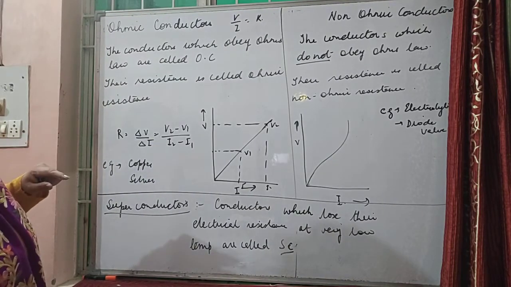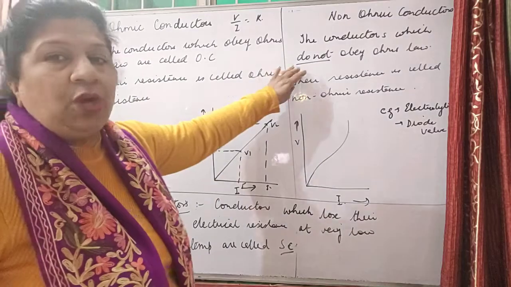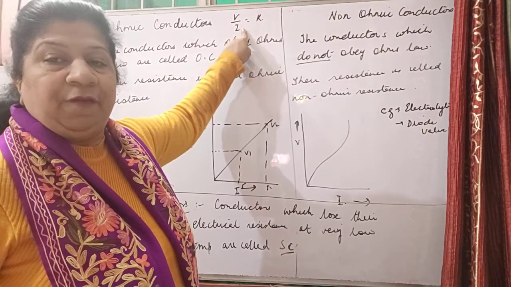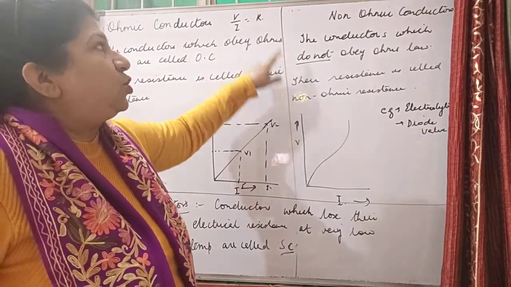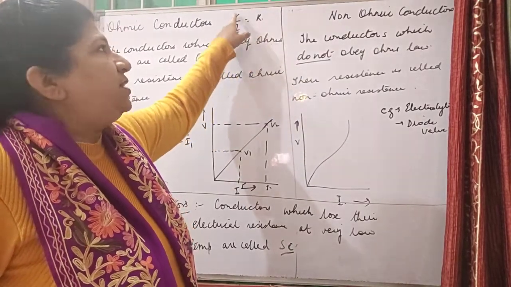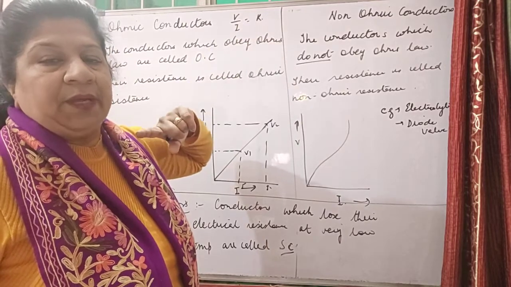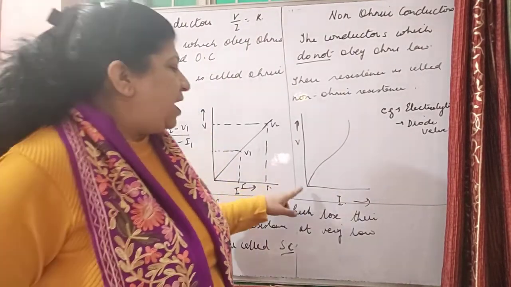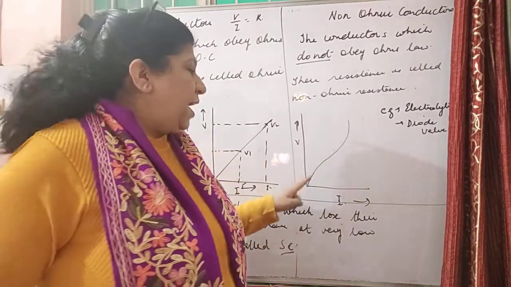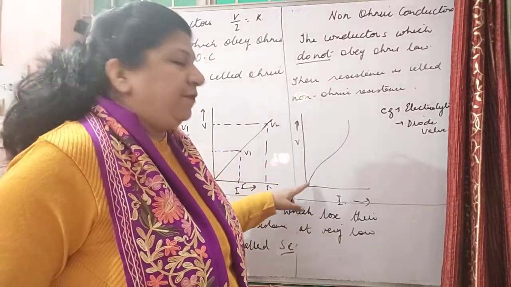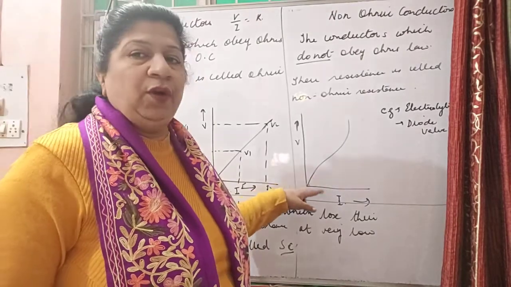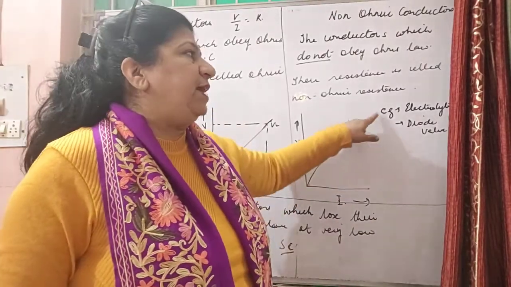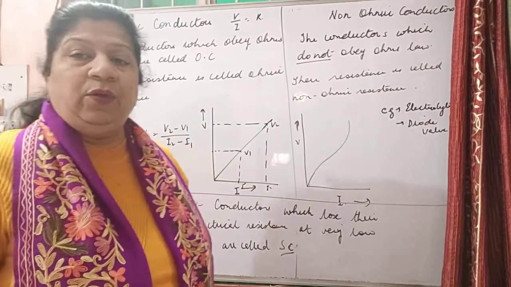Next is your non-ohmic conductors, the conductors which do not obey Ohm's law, which means that they do not obey this formula, right? The resistance is called non-ohmic resistance. That is, their ratio is not a constant ratio. You can say the graph is not a linear graph, and a graph is drawn somewhat here. At very low temperature or at the very initial beginning, they do follow Ohm's law, but finally they do not follow Ohm's law, and the graph is not linear. The examples are electrolytes and diode valve.